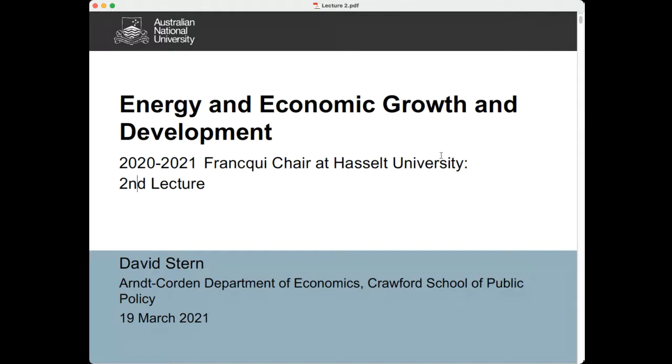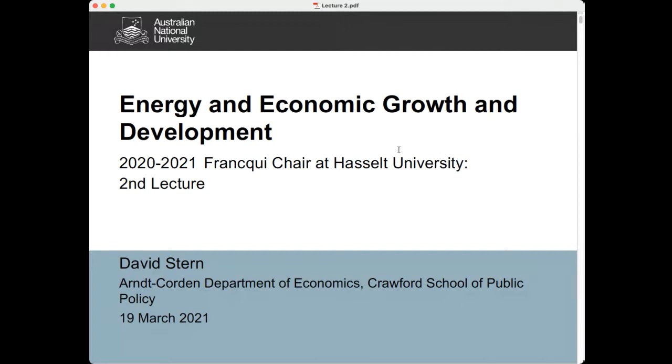This one is looking now, rather than at the impact of economic growth on the environment, at the role of energy in economic growth. It's not totally clear, of course, whether growth drives energy use or energy use drives growth. They move together and they're connected. We will be asking, though, whether energy is a driver of growth in this presentation.